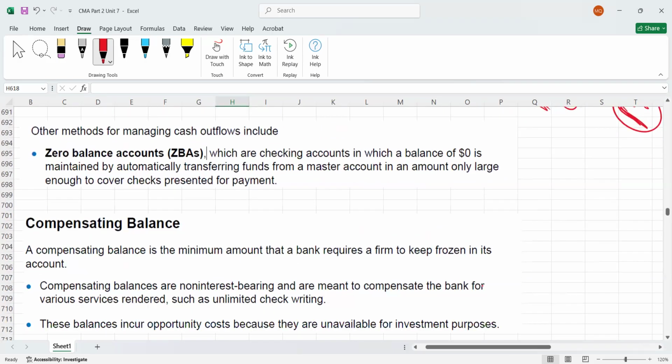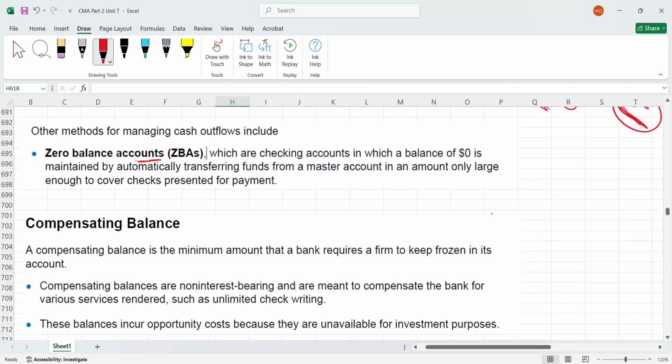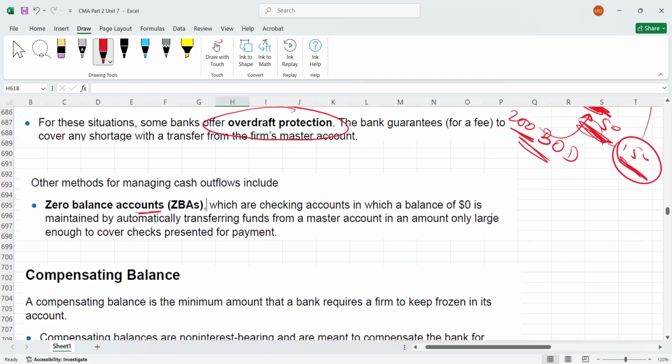Now we have some other method, zero balance accounts. This is another approach. First, I told you about disbursement float, and now we have other methods for managing cash outflows. The other method is what?